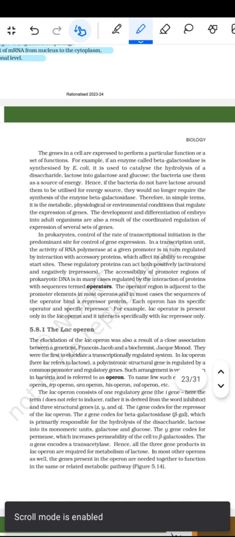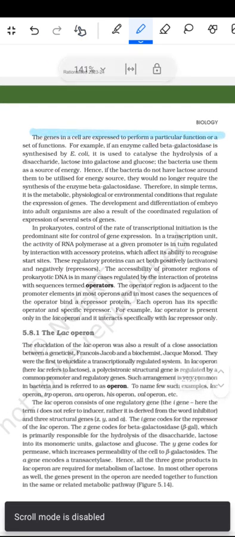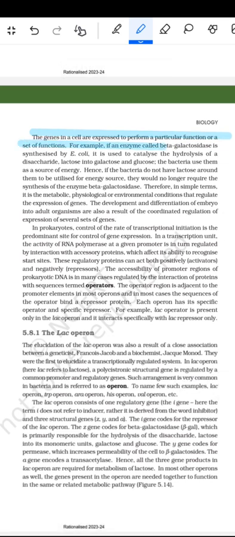The genes in a cell are expressed to perform a particular function or a set of functions. For example, if an enzyme called beta-galactosidase is synthesized by E. coli, it is used to catalyze the hydrolysis of the disaccharide lactose into galactose and glucose. The bacteria use them as a source of energy. Hence, if the bacteria do not have lactose around them to be utilized as an energy source, they would no longer require the synthesis of the enzyme beta-galactosidase.